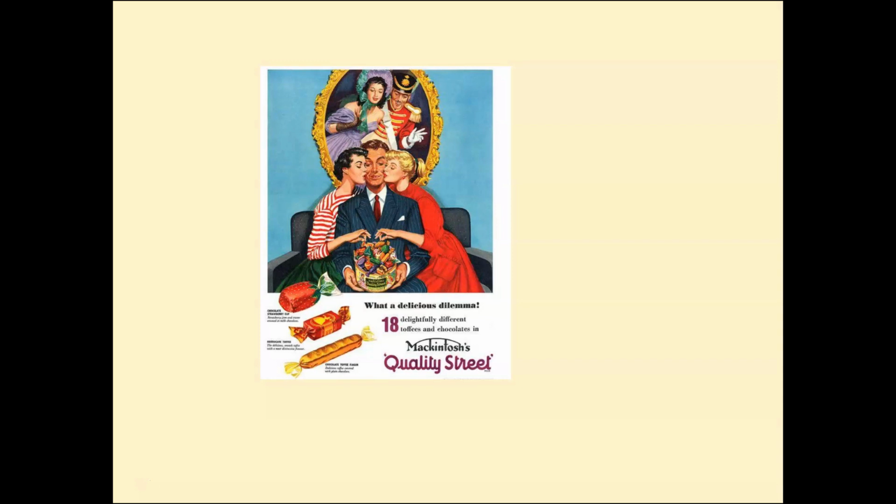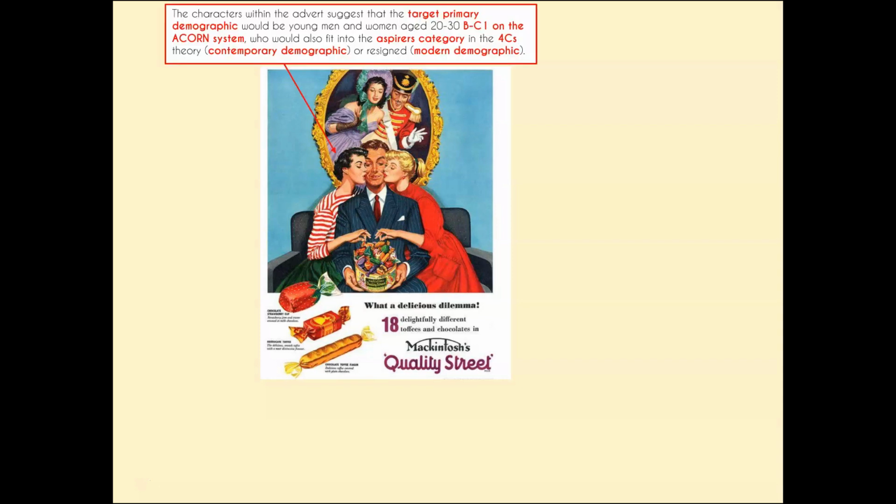So let's get started. To begin with, we have the characters within the advert who are designed to represent this primary target demographic. That's young men and young women, 20 to 30, who are perhaps B2C1 on the Acorn or ABC1 system. They fit into the aspirers category for the 4Cs theory, because the contemporary demographic at the time were people on fairly low wages who wanted to aspire to be like people who could afford box chocolates, which were very expensive at the time.